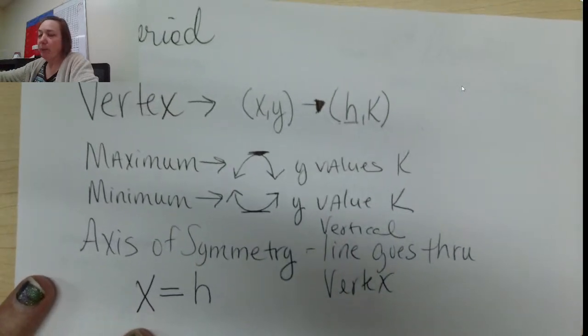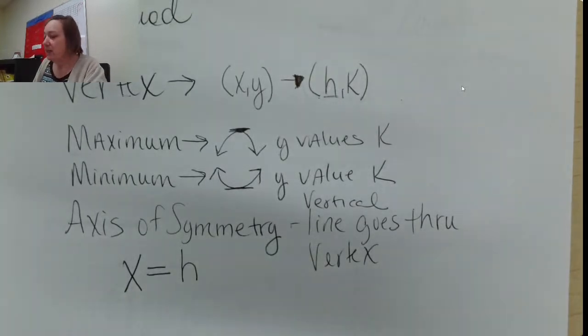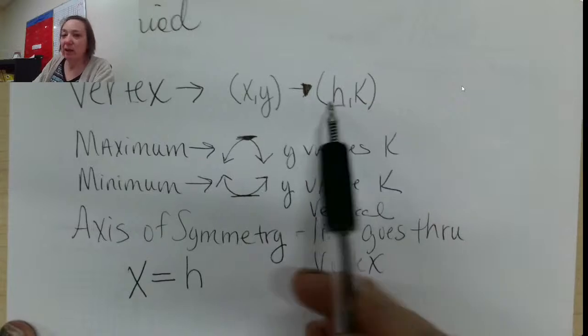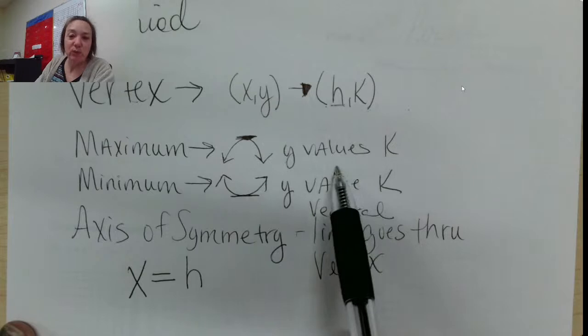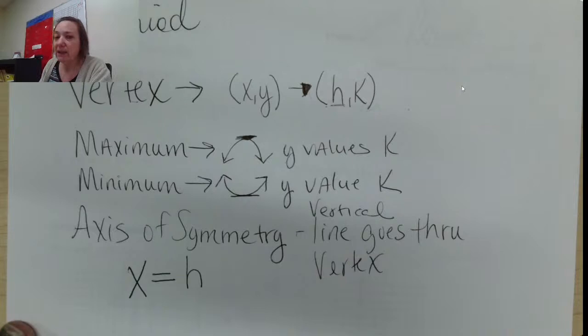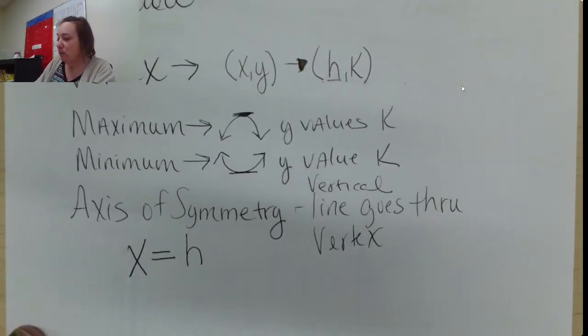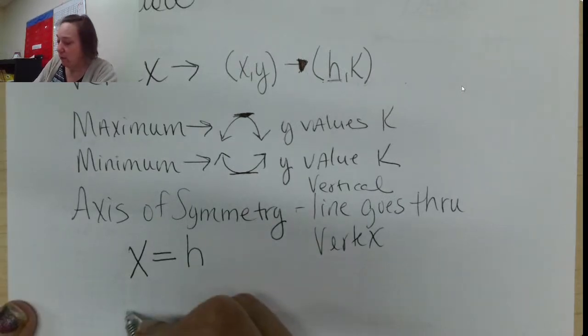So, we're back to talking about parabolas, quadratic functions, right? So, we know that a vertex is our very lowest or very highest point, our maximum or minimum, and h and k are the variables we use to represent that, right? And we know that our axis of symmetry is the line that goes through the vertex, and it's represented by the equation x equals whatever your h is, right? Well, today we're going to talk about, write down something else we know.